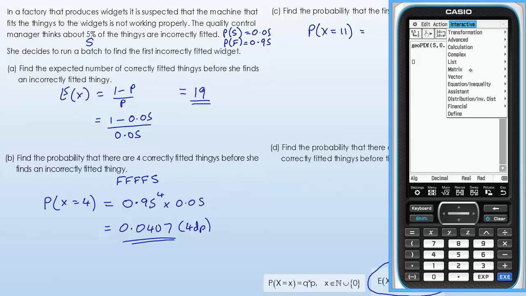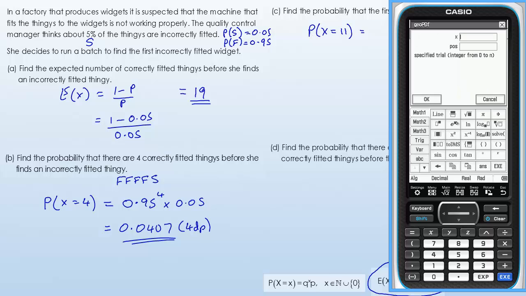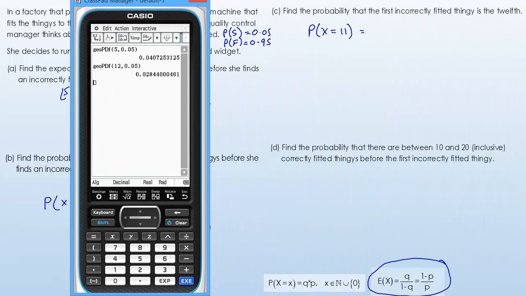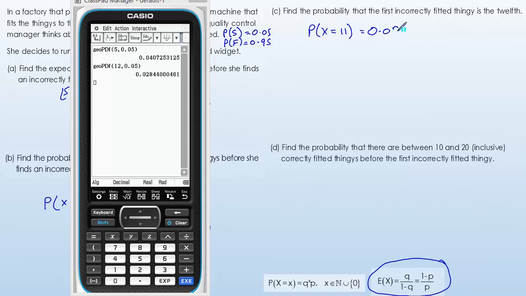So let's use that to work out this one, and obviously we'll have to put in that x is 12. So there we go, x is 12, and the probability of success is 0.05, and that gives me 0.0284 if I give the answer to 4 decimal places.